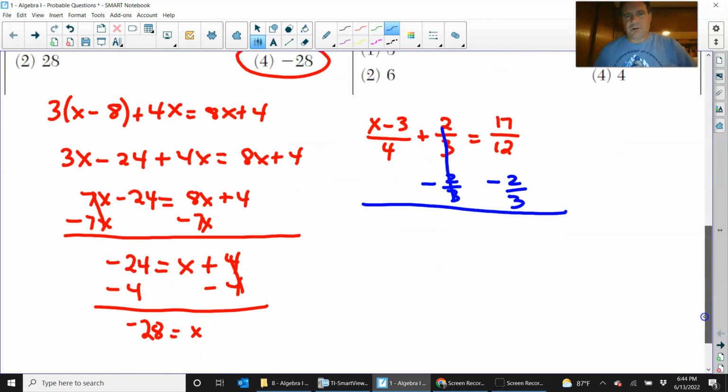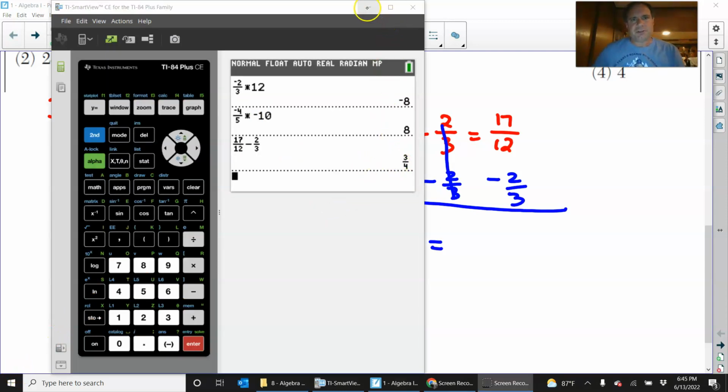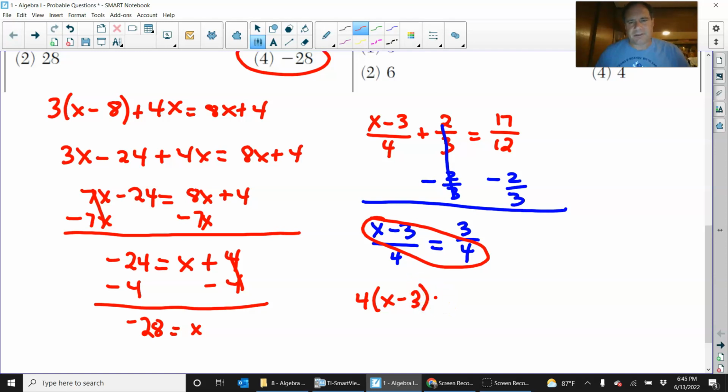Once you're confident, you can just rewrite whatever's left on the left side, then equals. Take your calculator and do 17 over 12 minus 2 over 3, and that is 3/4. Again, we have a proportion, so we're going to do the cross multiplication. This is 4 times the whole thing, x minus 3, so we put that in parentheses, and then 4 times 3 is 12.